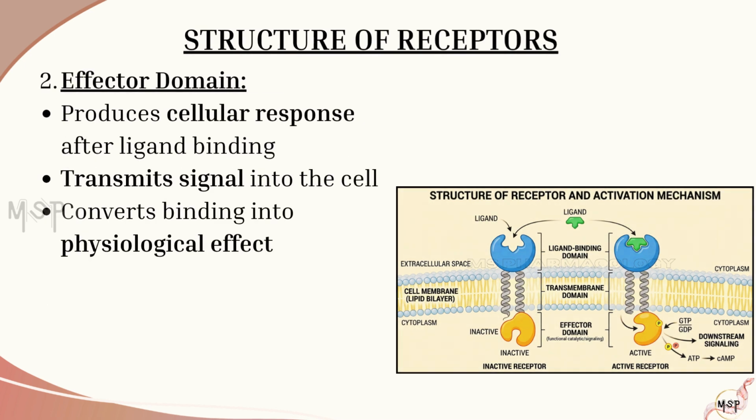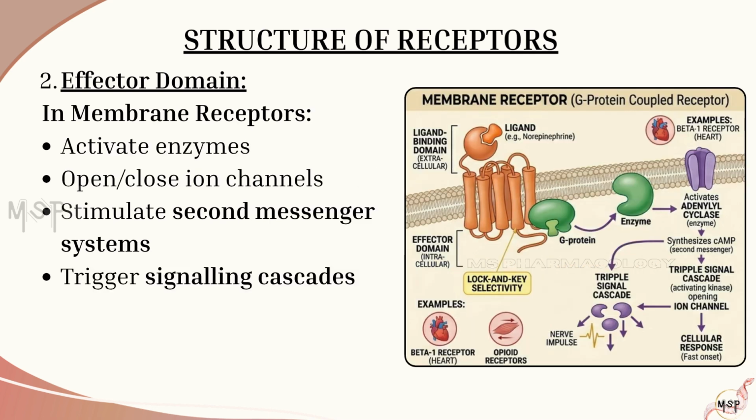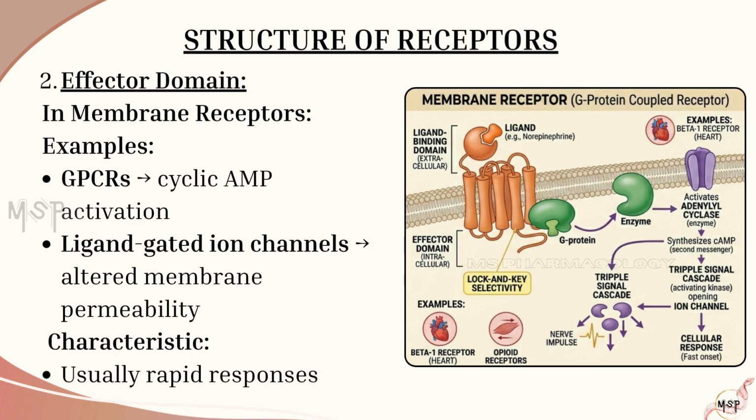Next is the effector domain. Once the ligand binds to the receptor, the effector domain initiates the cellular response. Binding alone is not enough. The receptor must transmit the signal into the cell to create a physiological effect. In membrane receptors, the effector domain may activate enzymes, open or close ion channels, stimulate second messenger systems, or trigger intracellular signaling cascades. For example, G protein coupled receptors can activate cyclic AMP pathways, while ligand-gated ion channels rapidly alter membrane permeability. These mechanisms usually produce fast responses.